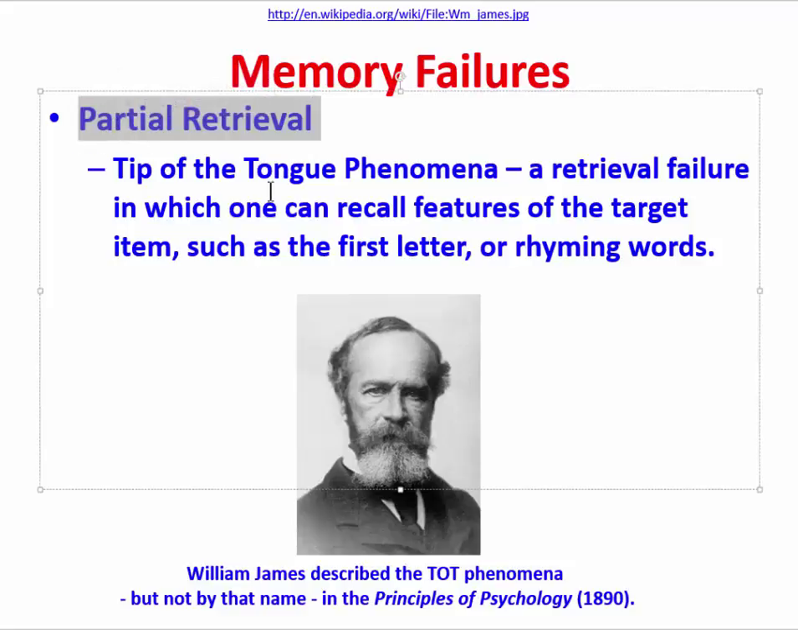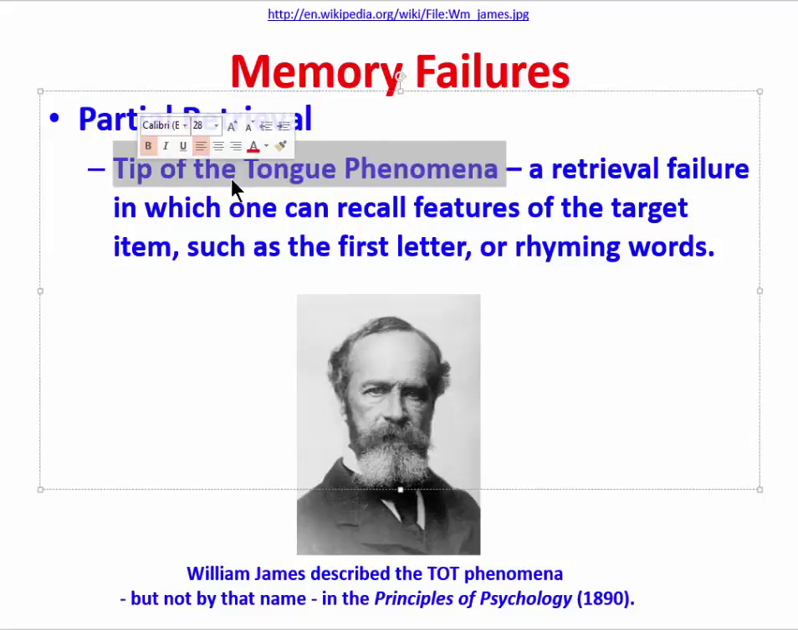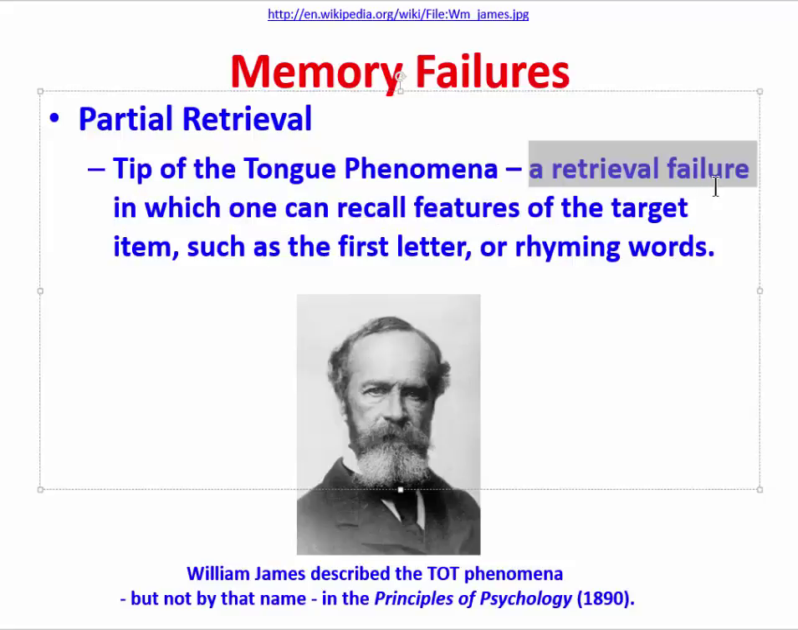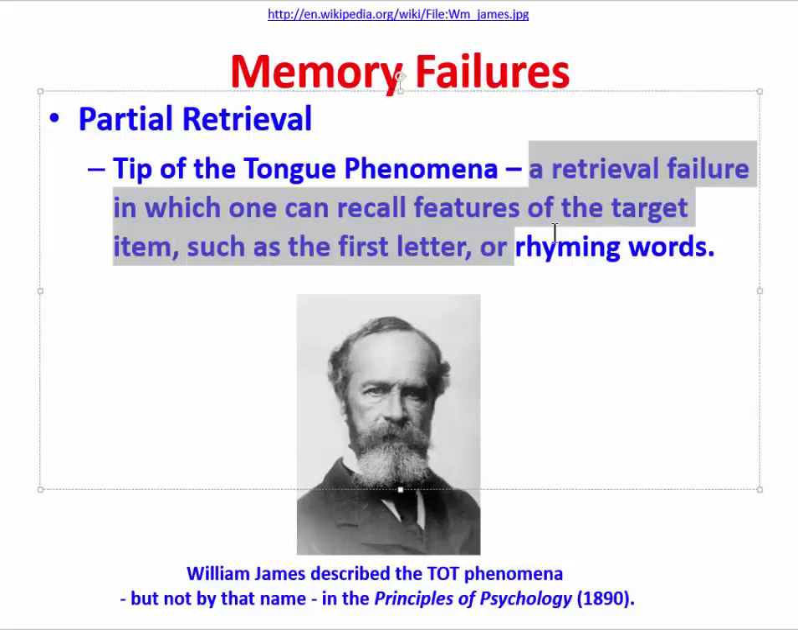One of the phenomena that was studied early on is what we might call partial retrieval, and a little bit more informally, we might call this the tip of the tongue phenomenon. We can define this as a retrieval failure in which one can recall features of the target item, such as the first letter or rhyming words, and yet it is still a retrieval failure. That is to say, we can't retrieve the entire word.